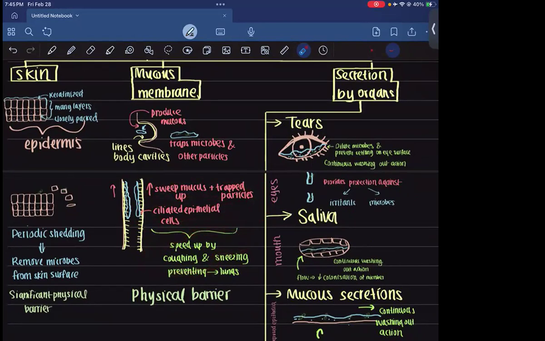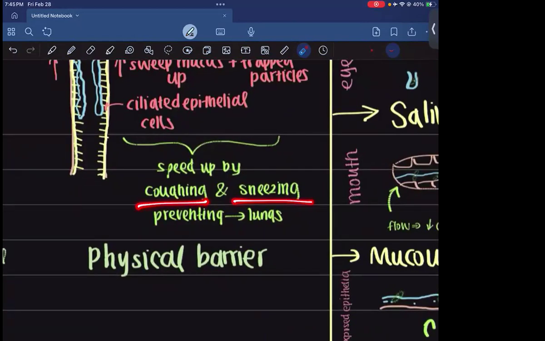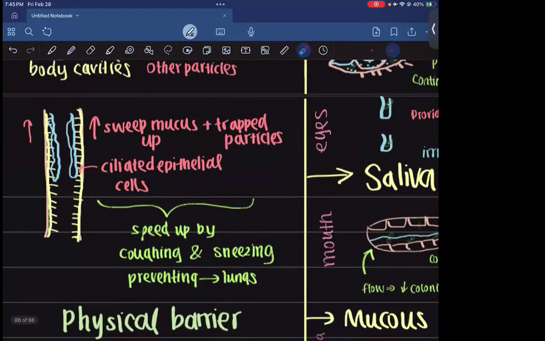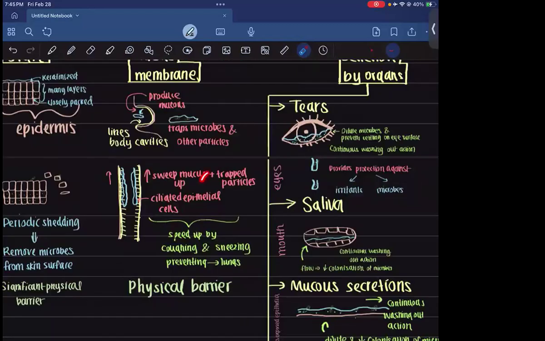The speeding up can be done by coughing and sneezing. When coughing and sneezing occur, they speed up this process of sweeping the mucus upwards by the cilia, and therefore the microorganisms will be prevented from entering the lungs.